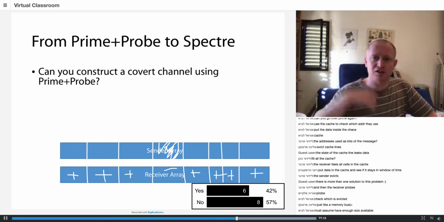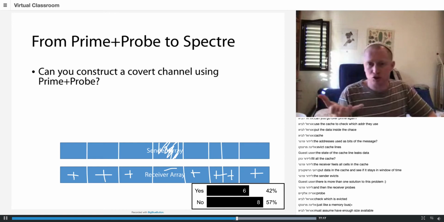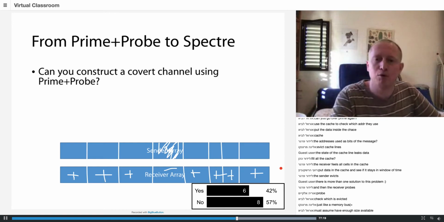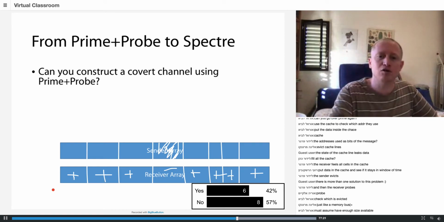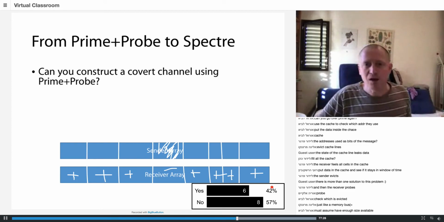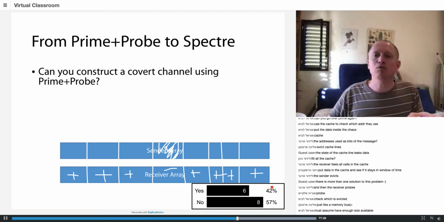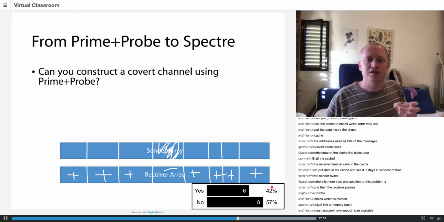The sender is going to choose which one of the sets it's going to evict just by accessing memory. And now the sender has finished running, and the receiver is going to probe not one set, it's going to probe multiple sets. And then it's going to find out which one of these sets is slow. And the one which is slow is the one which the sender accessed.